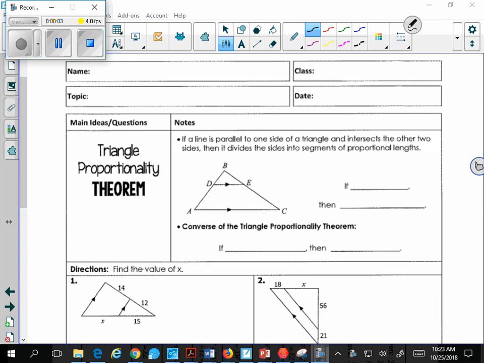So today's going to be a pretty quick video. I just want to go over two theorems that we haven't really looked at too much yet, and they're kind of related to this ratio and proportion work that we've been doing.